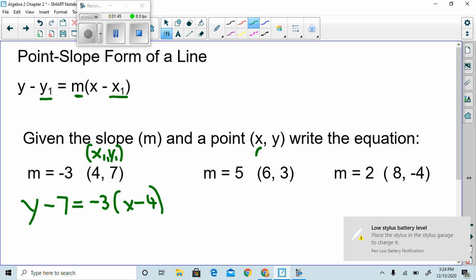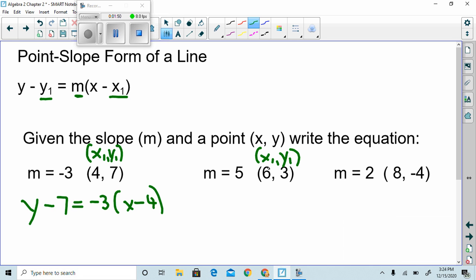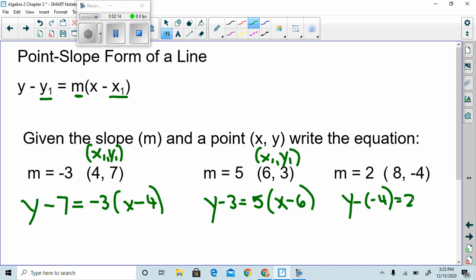Second one, again, if this is your x1, y1, you're going to replace that into the model, and we're going to get y minus 3 equals 5 times x minus 6, replacing the x, the y, and the m. Last one, y minus a negative 4, here's where we talked about that negative sign, equals 2 times x minus 8. When the coordinate is a negative, we have to simplify that, and that just becomes the positive.